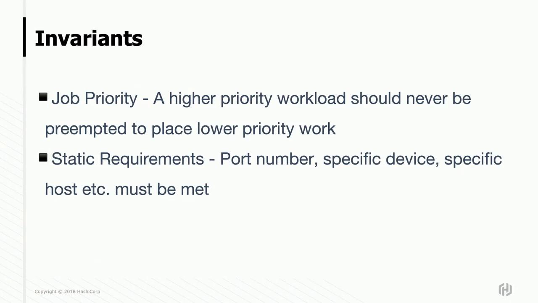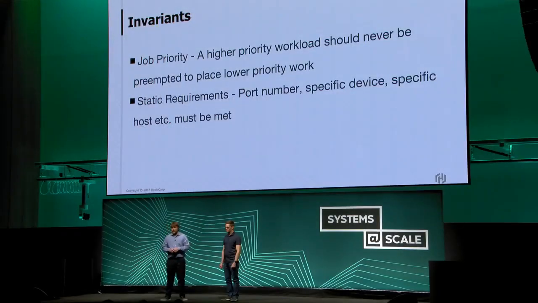One of these invariants is job priority. Like I said, we don't want to preempt a higher priority workload. That defeats the purpose of preemption, so we can filter those out to begin with. And then we might have some static requirements. Like let's say this task needs to bind to port 443. It has a specific device it needs to use, a GPU.